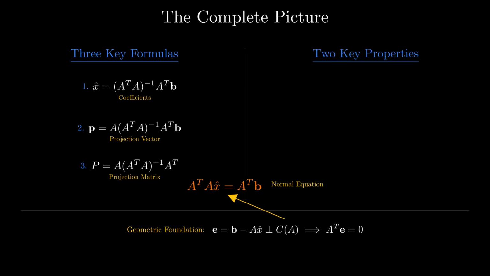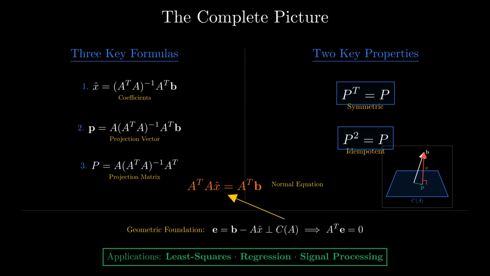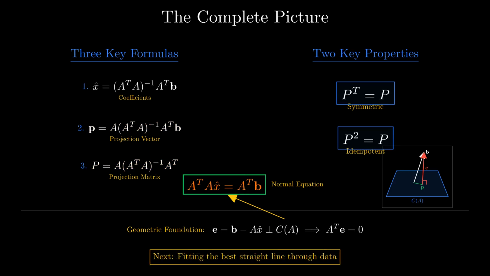We also established two key properties. P is symmetric, meaning P transpose equals P, and P is idempotent, meaning P squared equals P. None of this depends on specific dimensions. It works for a line in R3, a plane in R10, or a 1,000-dimensional subspace, and this is far more than abstract algebra. The normal equation powers least squares fitting, regression, signal processing, and nearly every data fitting method in applied mathematics. Next time we put this machinery to work, fitting the best straight lines through data that doesn't lie on any line.